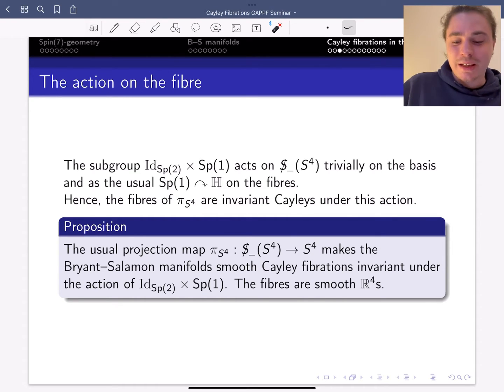By uniqueness of Cayleys, we deduce the following proposition. The usual projection map pi, defined from the negative spinor bundle of S4 to S4, makes the Bryan and Salamon manifold a smooth Cayley fibration invariant under the action of G. Obviously, the fibers are just smooth R4s. So in particular, the natural Cayley fibration structure of the Bryan and Salamon manifold is a special case of the fibrations that were constructed with other Gs.